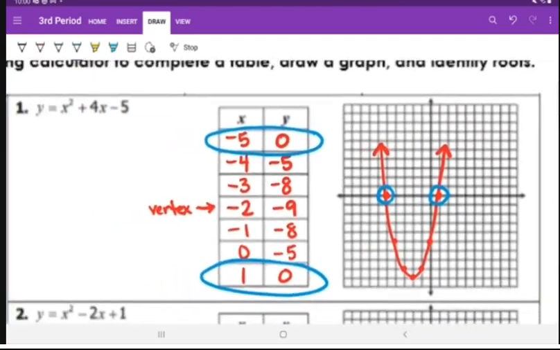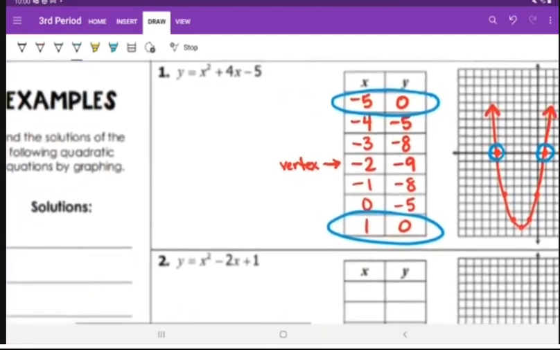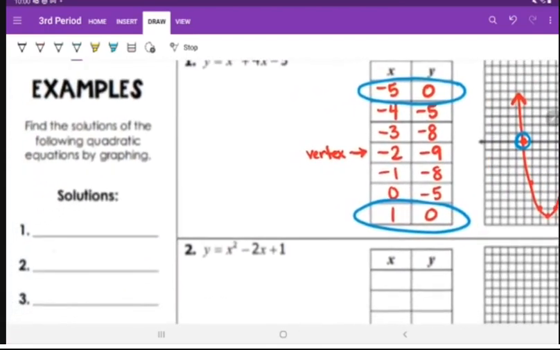All we're going to do is come over to the left-hand side of the page, and where it says solutions for number 1, we're going to write those two x values, -5 and +1. Those are our solutions.